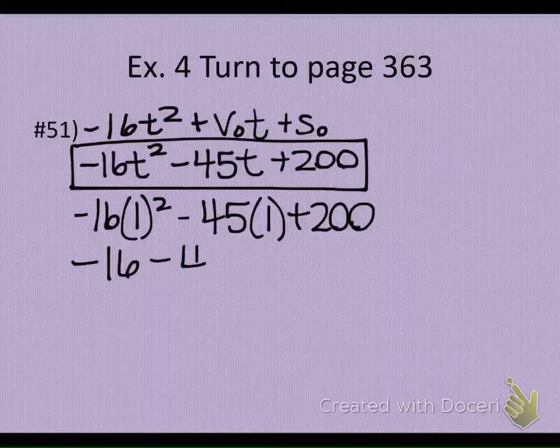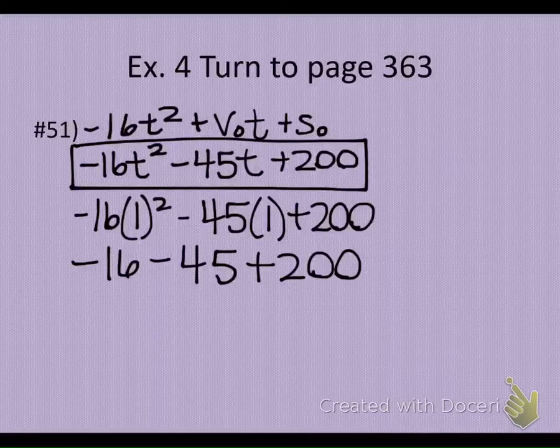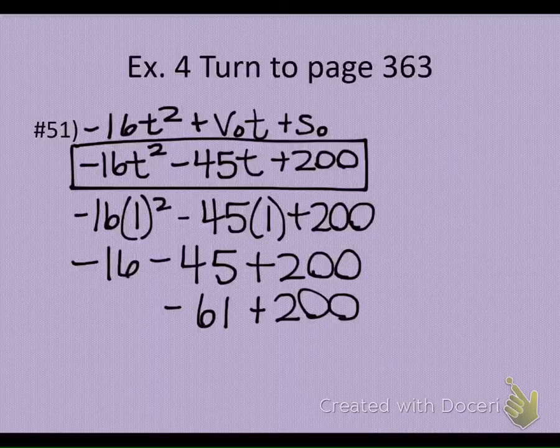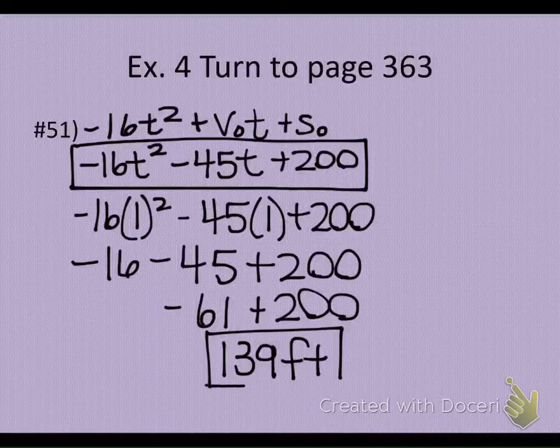And what is negative 45 times 1? Plus 200. Now, what is negative 16 minus 45? Negative 61 plus 200. What is negative 61 plus 200? 139. And this is a word problem, so what are the units, or what is the label for this problem? Feet per second. Is it feet per second or just feet? We already knew it was 1 second. Feet. So just feet.